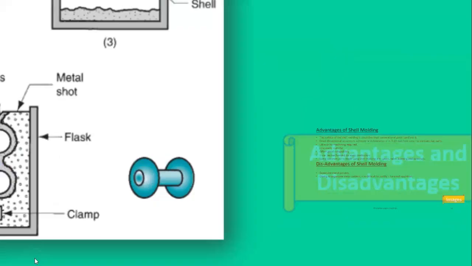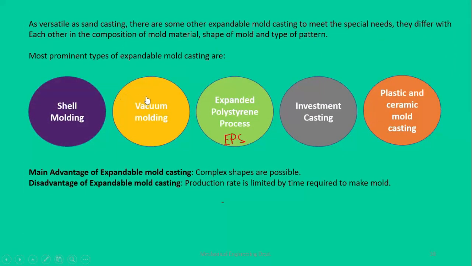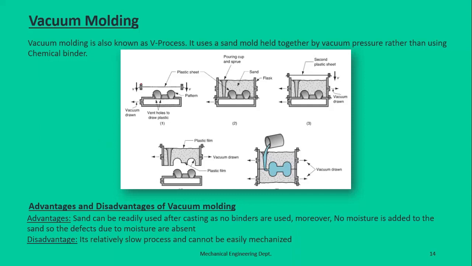Then the second type of this expendable mold casting is vacuum molding. It is also known as the V process. It was developed in the 1970s in Japan. One of the unique things about this casting process is that instead of using binders in the mold sand or the mold material, it uses vacuum to keep the mold intact.